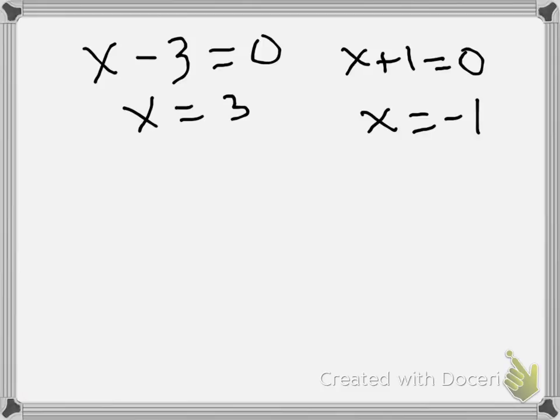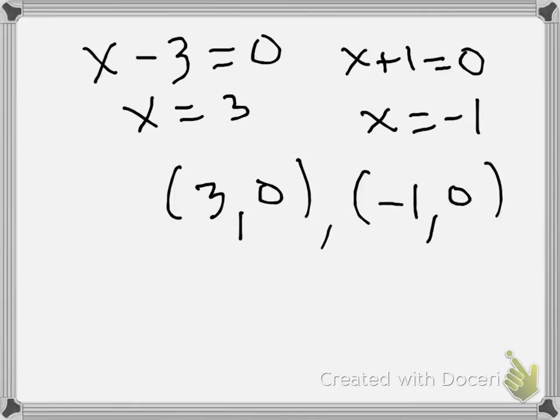This problem actually asks for x-intercepts as ordered pairs, so we do need to make sure that we go ahead and put it in the form of, sorry about that, (3, 0) and (-1, 0) to finish up.